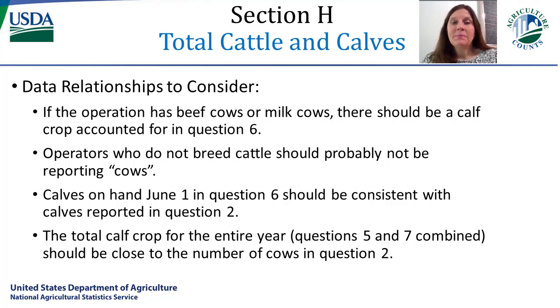Finally, a few data relationships to consider. If the operation has beef cows or milk cows, there should be a calf crop accounted for in question 6. Operators who do not breed cattle should probably not be reporting cows. Calves on hand June 1st in question 6 should be consistent with the calves reported in question 2. The total calf crop for the entire year, question 5 and 7's combined, should be close to the number of cows in question 2.